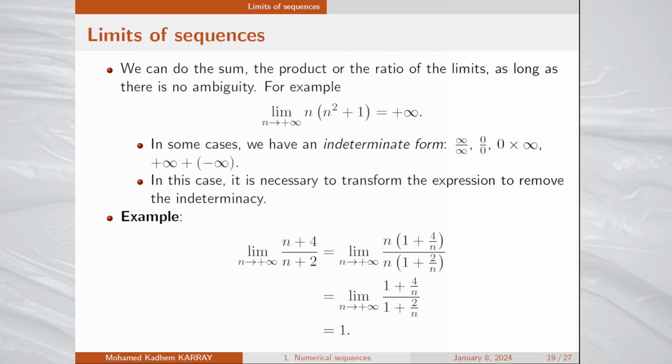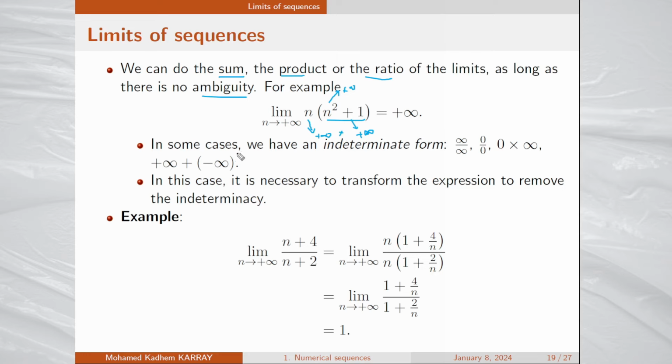Here is an important property of the limits of sequences. We can do the sum, the product, or the ratio of the limits as long as there is no ambiguity. For example, the limit as n goes to infinity of n multiplied by n squared plus 1. So here we have plus infinity. Here also we have plus infinity. When we add 1, we get also plus infinity. And when we multiply plus infinity by itself, we get also plus infinity.